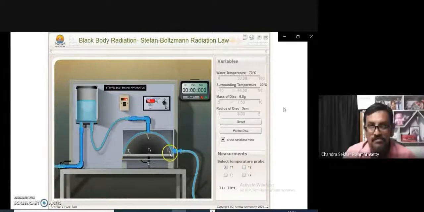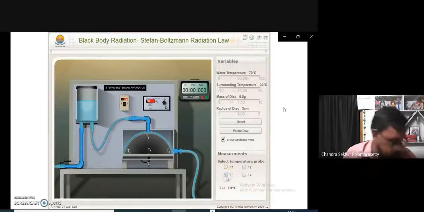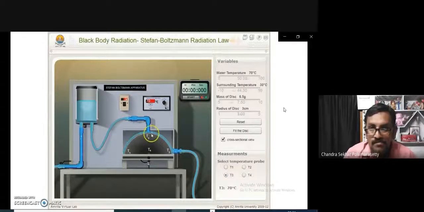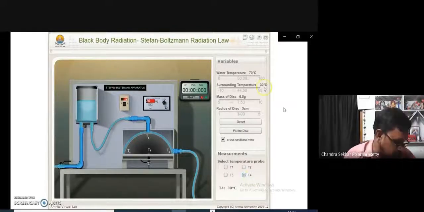The variation of temperature is from 0 to 100. So I am going to set the temperature of water near 70 degrees. Then the surrounding temperature, as per the atmospheric temperature, I am taking as 30 degrees. Then the mass of the disk is from 5 grams to 10 grams, so I'm taking 6.5 grams. The radius of the disk is from 1 to 5 centimeters, so I'm setting 3 centimeters.